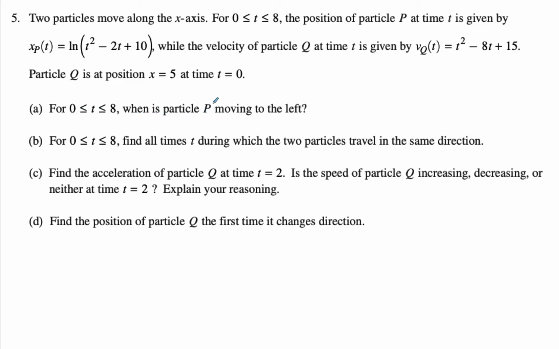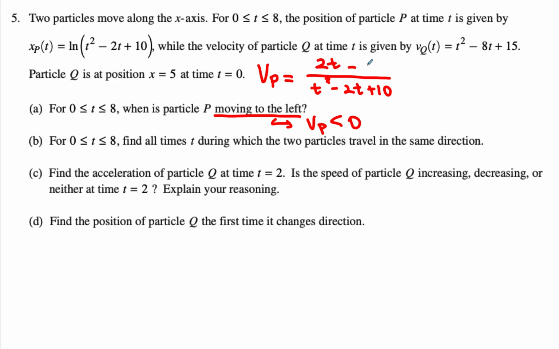When is the particle P, the first one, moving to the left? Moving to the left implies that the velocity of P has to be less than 0. So first I'm going to take the derivative of this. What is that equal to then? Meaning V of P would be equal to the derivative of this one. The entire expression within the ln will go to the denominator, t squared minus 2t plus 10, and the derivative of the inside will be on top. We get 2t minus 2.